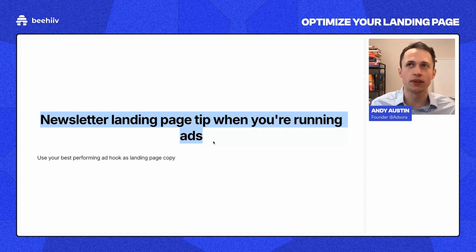And what I found is a really good way to optimize your landing page is to take your best performing ad and take, let's say, the hook or the main theme of that ad, maybe the exact same hook, the same ad copy, subject line or headline, and just put it on your newsletter landing page. And that can significantly increase your conversion rate.